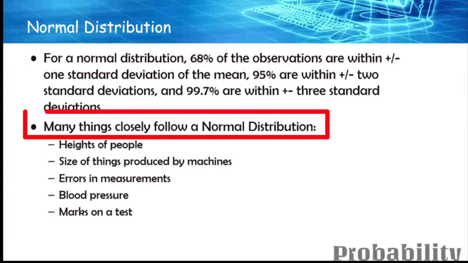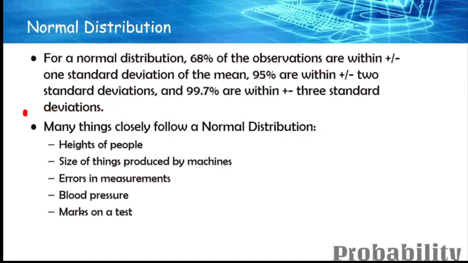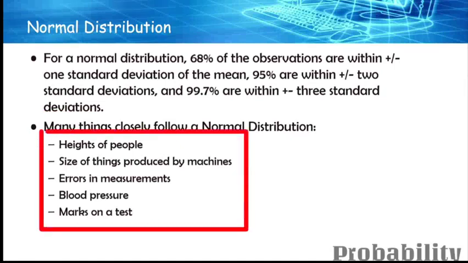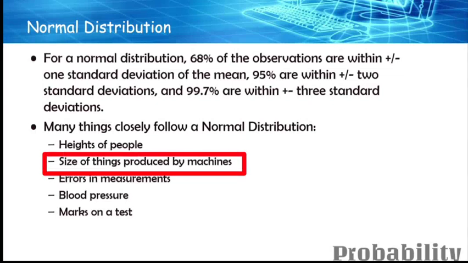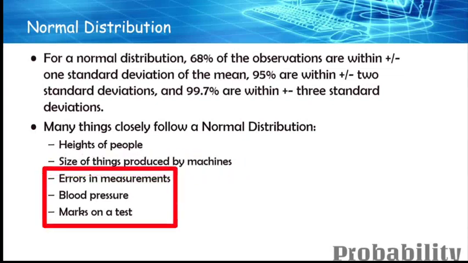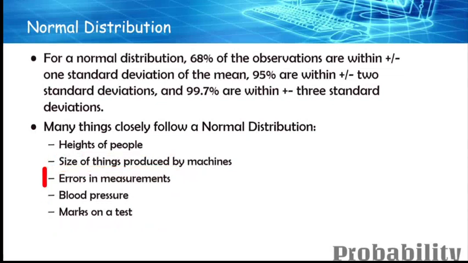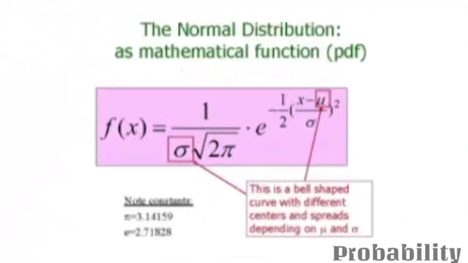Many things come closely to follow normal distributions. For example, heights of people. Usually people who are too short will be very few in number, and people who are too tall are also few in number, whereas average height falls in between. Similarly, size of machines, size of things produced by machines, error of measurements, blood pressures, and also marks on a test can be considered like that. Marks on a test will be for individual students, and this is the formula we will be getting.